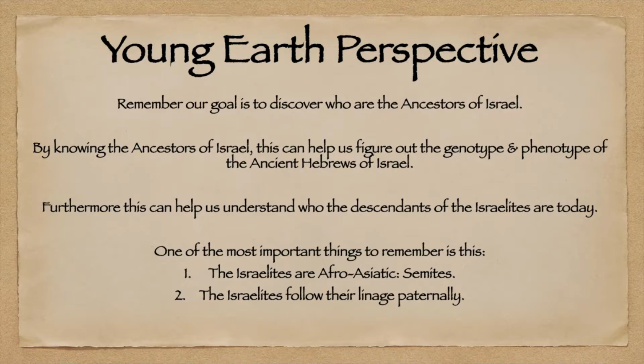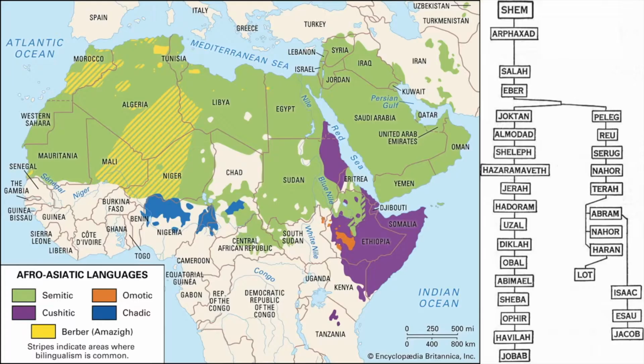One of the most important things to remember is this: the Israelites are Afro-Asiatic Semites, and the Israelites follow their lineage paternally. Here's a visualization: to the right-hand side of the screen is the lineage of Israel, and to the left is the distribution of the Afro-Asiatic languages. Semitic is seen in both Africa and the Middle East, the largest of the Afro-Asiatic languages.